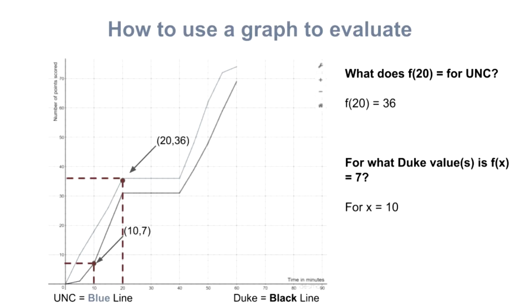In order to use a graph to evaluate, you need to know what the question is asking for first. If the question gives you an x value, then you have to draw a line up from that x value until it meets a point on the graph. The y value of that point is the answer to the question. If the question gives you a y value, then you have to draw a line horizontally from that y value until it meets a point on the graph. The x value of that point is the answer to the question.